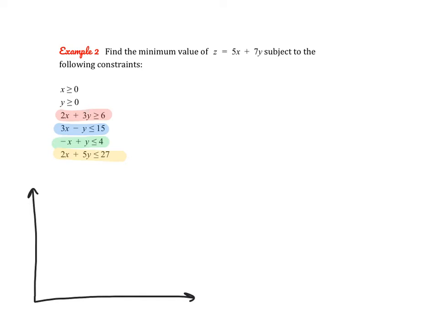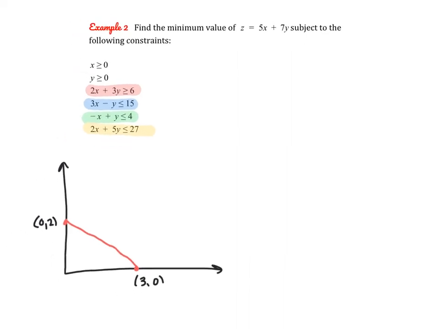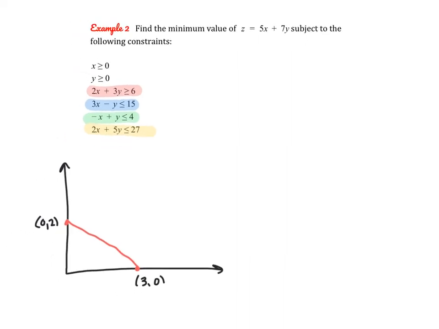So for our red function, if x is 0, y is 2, and if y is 0, x is 3. Okay, for our blue function, if x is 0, y is negative 15, and if y is 0, x is 5. So here's our x-intercept, and then we just have something with a positive slope, so it's just going to go up from here, kind of like this.